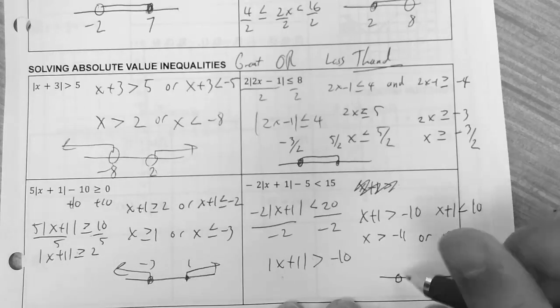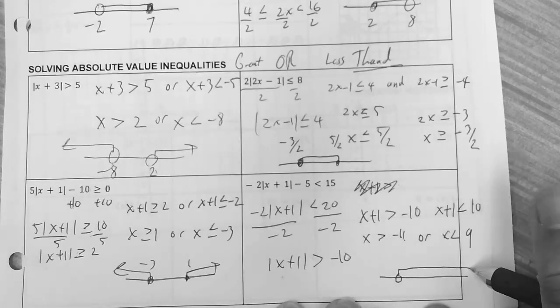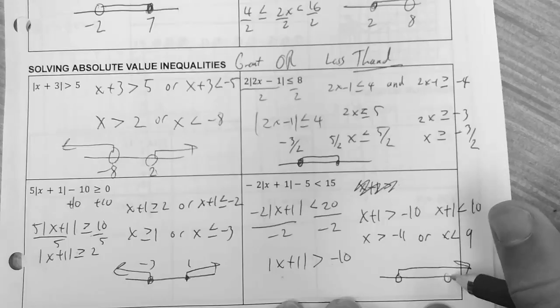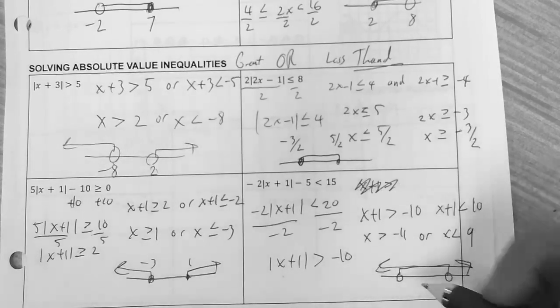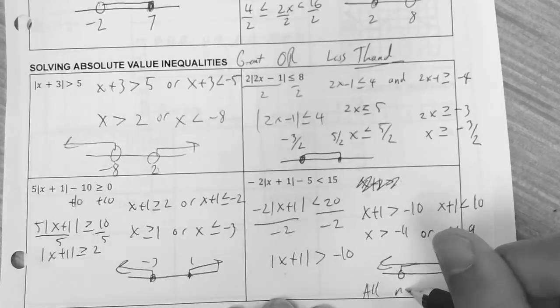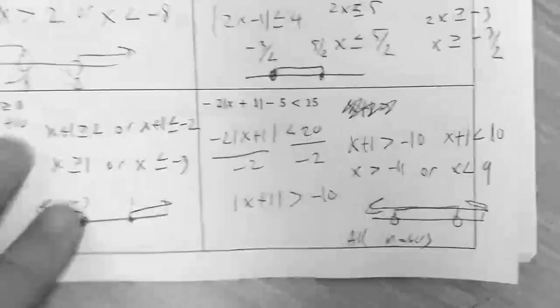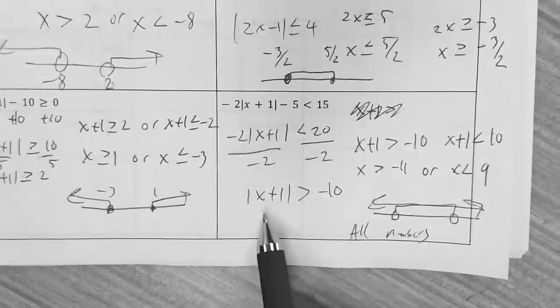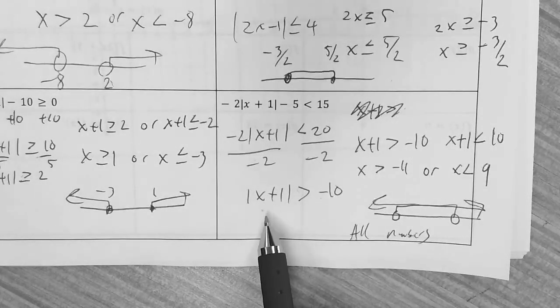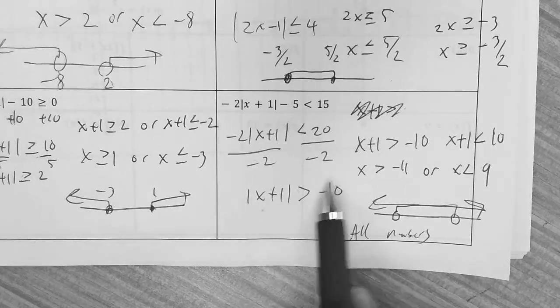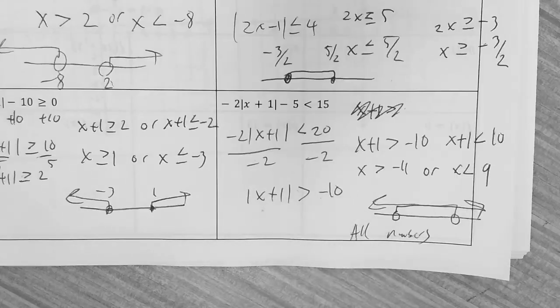So it would be from negative 11 up and from 9 and below. So this is all numbers. That's why for a second I was like, oh, this is impossible. The reason I said that is because this is true for all numbers, right? Absolute value means positive. All positive numbers are going to be bigger than negative 10, so that's why it's true for everything.